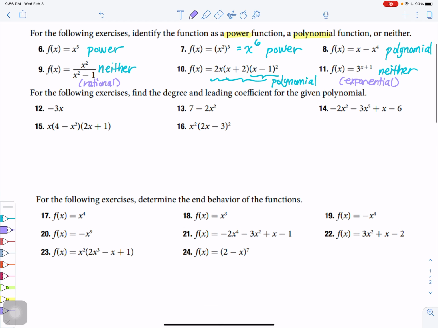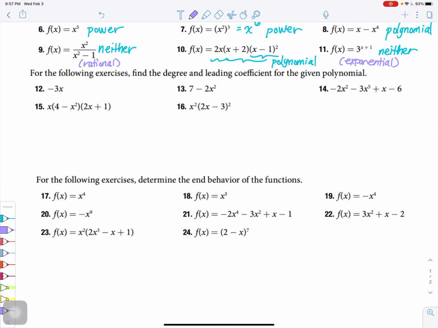Okay, for the following exercises, find the degree and the leading coefficient for these polynomials. So we're going to start with number 12, and this is how I am going to abbreviate this. We're going to use n for the degree, and for the leading coefficient, we're going to write a sub n, okay, for each one of these. So for -3x, the degree is 1, and the leading coefficient is -3.